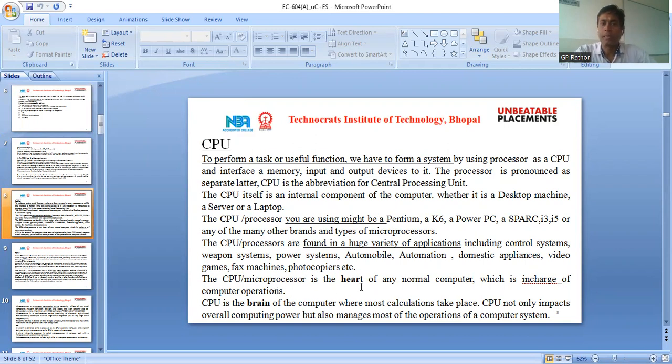The CPU is the heart of any normal computer, which is in charge of computer operation. The CPU is the brain of the computer where most calculations take place. CPU not only impacts overall computing power, but also manages most of the operation of a computer system.